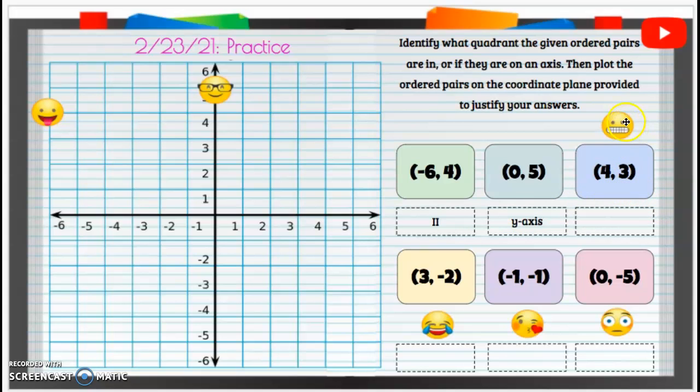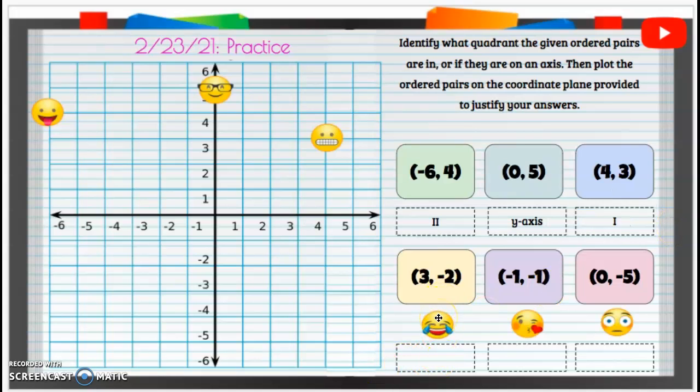All right, +4, +3. So we're going to go +1, 2, 3, 4. +1, 2, 3. All right, so that is in quadrant 1.